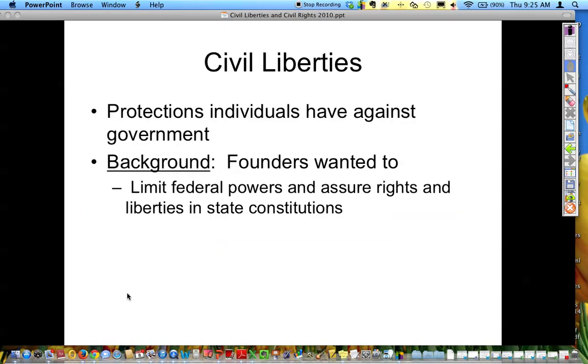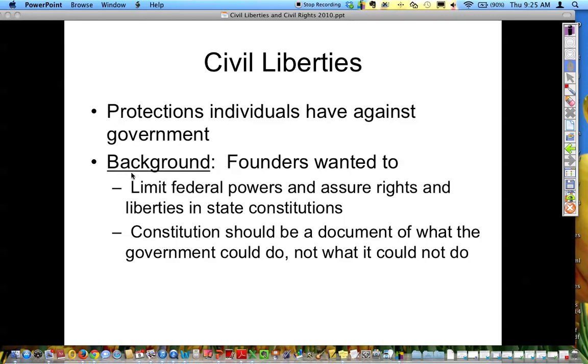So what I want to talk about first is civil liberties, and you guys know the background. The founders basically wanted to limit federal powers and assure the rights of citizens against the national government as well as state governments. And a lot of, like, for example, Missouri's Constitution, Article 1 is Missouri's Bill of Rights, because remember, the first original 10 amendments protected us against national power, not states. So states wrote these liberties into their own constitutions.